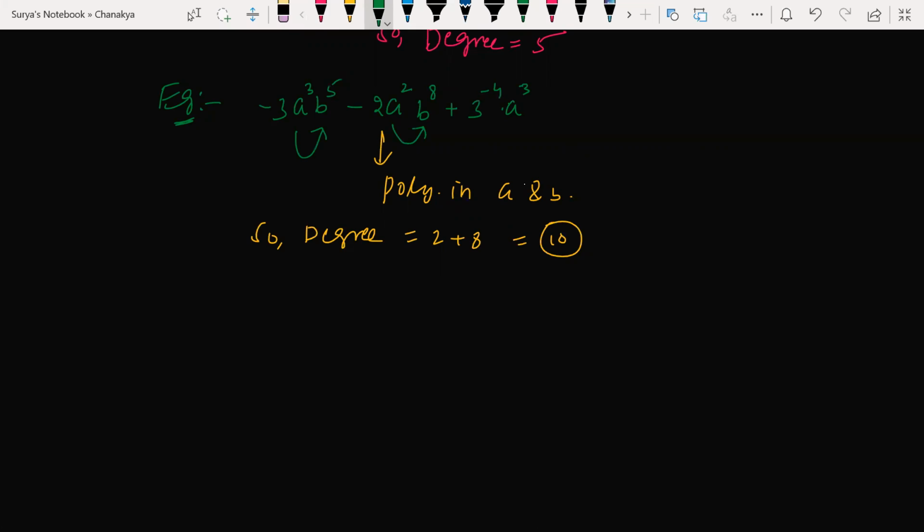So here, look at this. If I add here, I'm getting 8. If I add here, I'm getting 10. If I add here, there's only 3. So which is greater now? 10 is the greater, so 10 is going to be the degree. Clear? Yes, sir, clear.